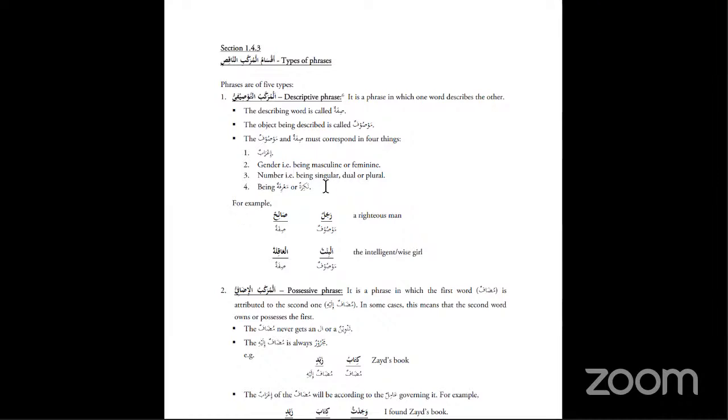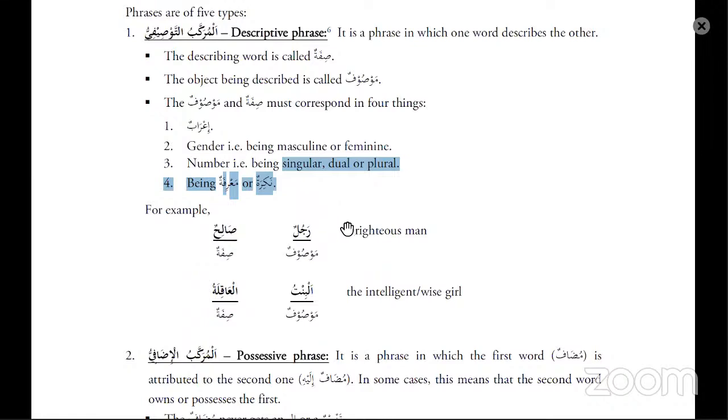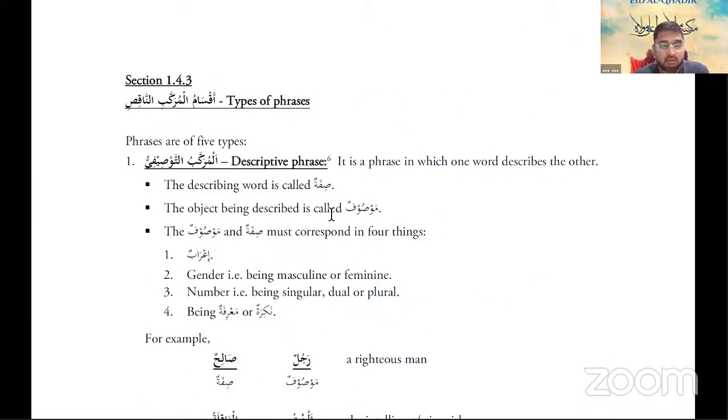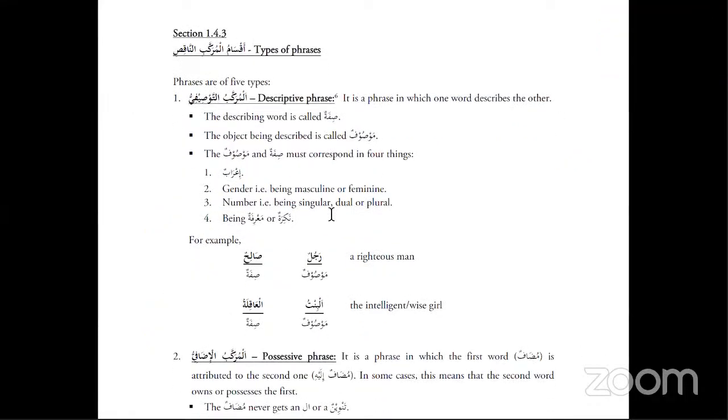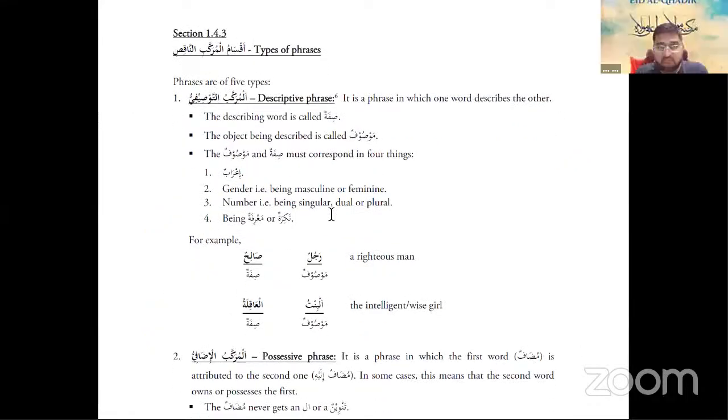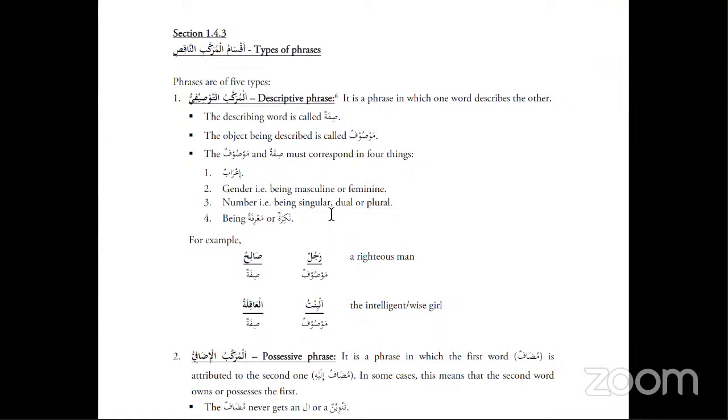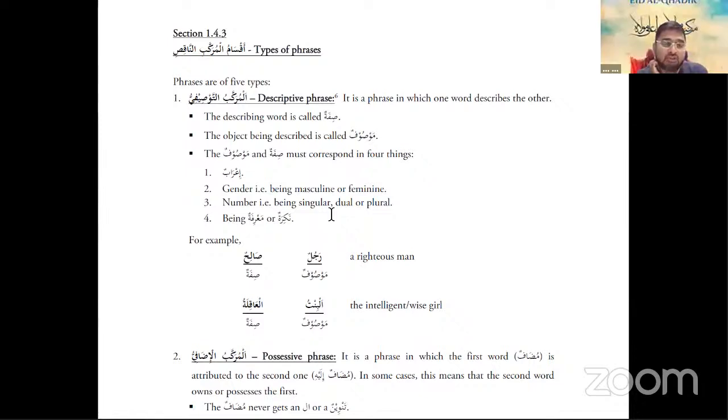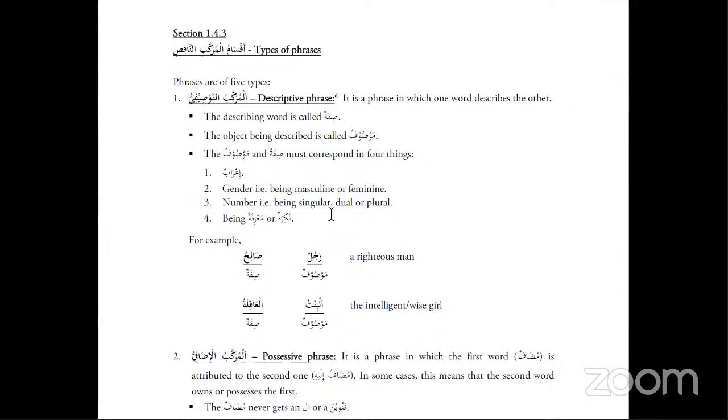Descriptive. It is a phrase in which one word describes the other. This describing word is called sifa. We've done this, so remember this? Sifa, mawsuf. Exactly. I want you to go over this just to make things clear. Go ahead. The object being described is mawsuf.